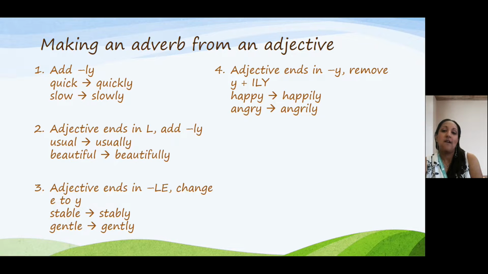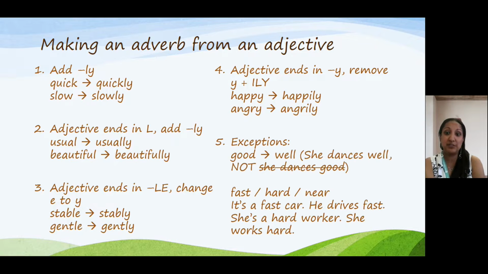Either way. And lastly, we've got the exceptions. So the adjective good, the adverb is not goodly, it's well. So we say she dances well. We don't say she dances good, unless you're in America. In Britain, we use the adverb, as you would to describe a verb. Other exceptions are fast, hard, and near.